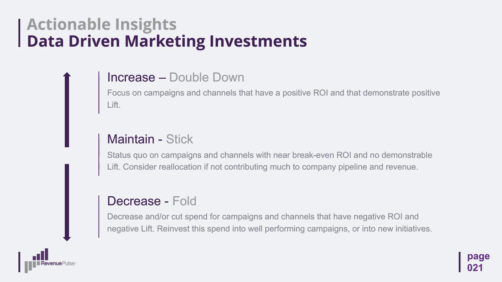We can maintain the status quo on campaigns and channels with near break-even ROI and, again, not demonstrating any type of positive lift. Or we can look to consider reallocation for these ones. Again, if they're not really contributing much to the company pipeline and revenue, probably that's better spent elsewhere. And we can look to decrease our spend and/or cut spend for all of our campaigns and channels that have negative ROI and negative lift. And we'll look to reinvest the spend into either our well-performing campaigns, so those where we want to double down, or into new initiatives.